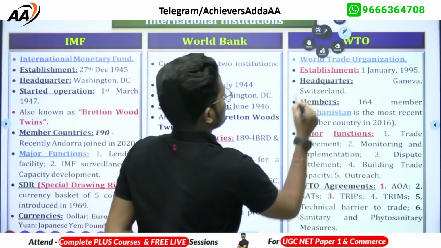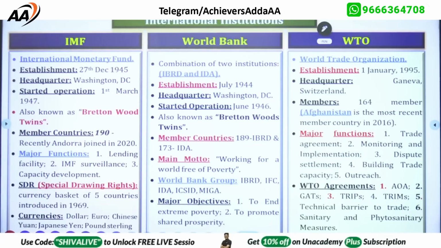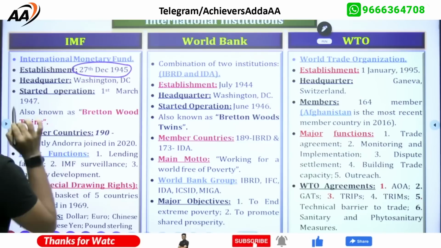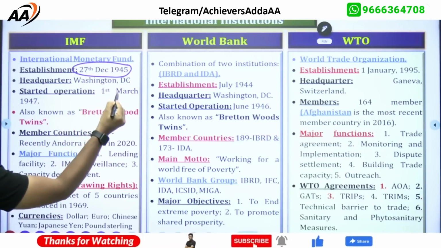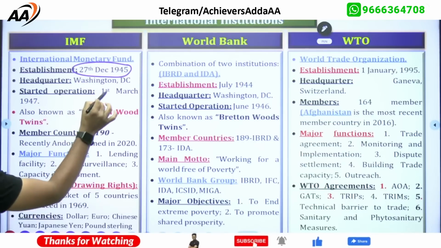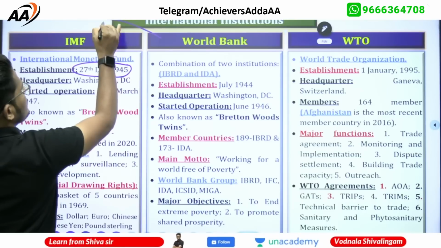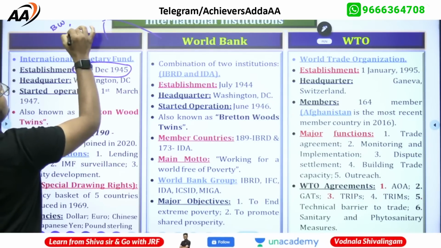IMF, World Bank and WTO. So here, the International Monetary Fund was established on 27th December 1945, with its headquarters in Washington DC. These IMF and World Bank are the twins, from the Bretton Woods Conference.